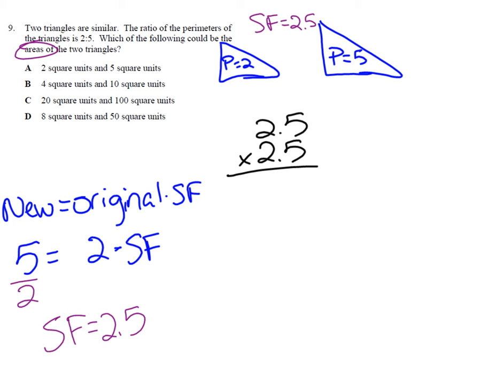So we do 2.5 times 2.5, we get an answer of 5. You can also think of it as quarters. 25 cents and 25 cents is 5.